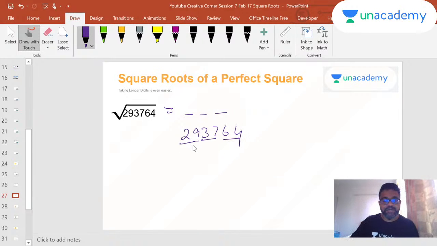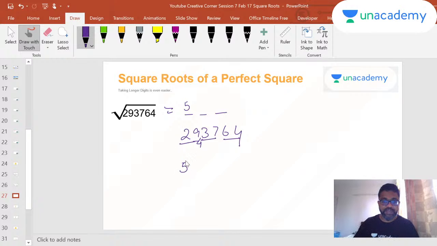Now I start. 25 is the closest square, obviously it is 5 squared, so 5 will be my first digit. I got that because 5 squared is 25, and 6 squared is 36. So what will I get as my remainder? I will get my remainder as 4.